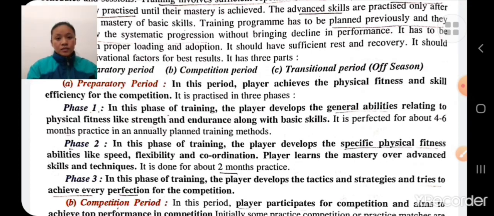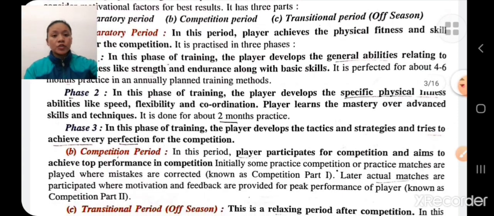Next is phase 3. In phase 3, we develop the tactics and strategy, and try to achieve perfection for the competitions. We teach them to make the tactics and strategy and also make them perfect for the competition.